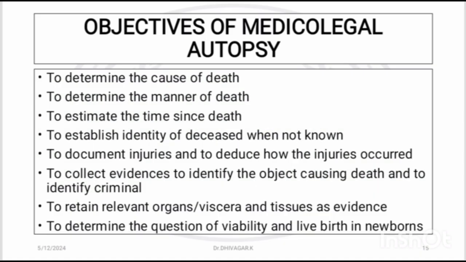Now, we are going to see the objectives of the medico-legal autopsy. The main objectives are to determine the cause of death, to determine the manner of death, and to estimate the time since death, and also to establish the identity of the deceased when not known, and to document the injuries and deduce how the injuries occurred, and to collect evidence to identify the object causing death and to identify the criminals, and also to retain the relevant organs or the viscera and tissues as evidence, and also to determine the question of viability and live birth in newborns.